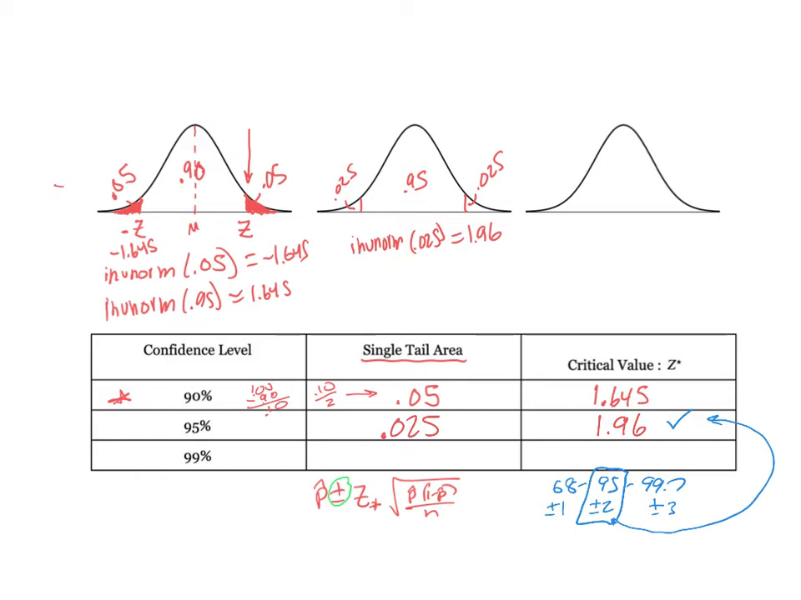And for the third one, 99%, that means 99% is in the middle, leaving us with 0.5% on each side. So that's my single tail area, 0.5%. And when I do inverse normal for that, this one I actually have to do on my calculator. Remember, inverse norm is in the same place as normal CDF. And I get 2.58.